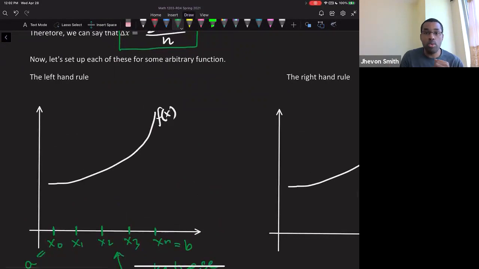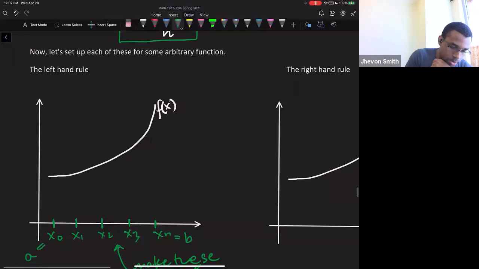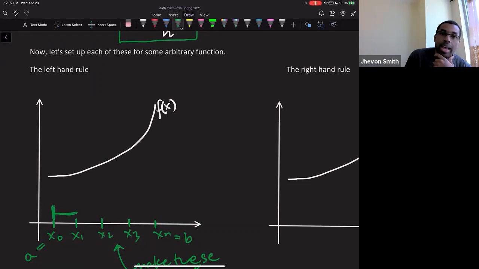Now, what the left-hand rule says is that we make the left side of the subinterval determine the height of the rectangle. So here is the first subinterval. I would pick the guy on the left, and that guy is going to determine the height, right? So the left side would go up, hit the curve, and then I cut off the height right there. Similarly, for the interval x1, x2, pick the left side, go up, hit the curve, cut off the height right there. And you continue this process.